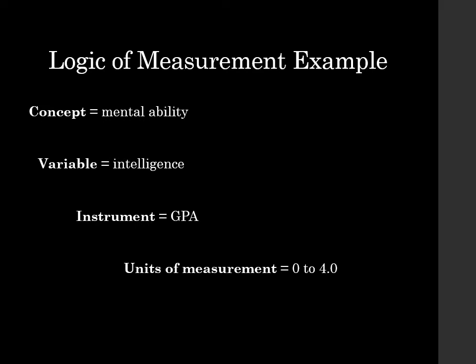Then we say, how can we specifically understand the units of measurement for the instrument? And that's when we decide to go with the 0 to 4.0. You could also do other things, but here we'll just go with 0 to 4.0, which is our unit of measurement for GPA, our instrument. And our instrument is how we measure the variable intelligence, which is how we understand the concept of mental ability.